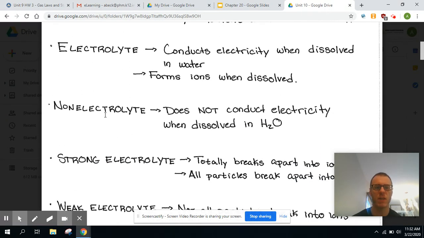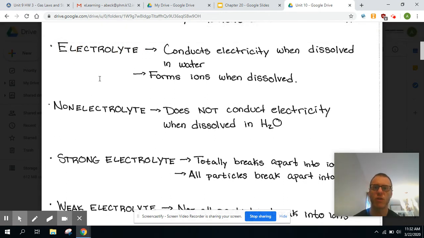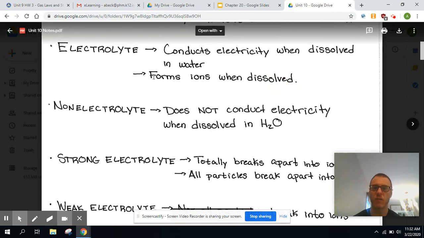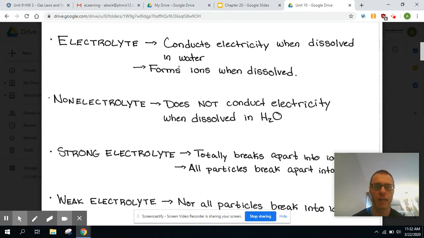Now, this is where we get some interesting vocabulary because I think you guys have heard of this word electrolyte before. What that means is when something's dissolved in water, it will conduct electricity. And the reason that it can conduct electricity is because it forms ions when it's dissolved. So things will break apart into their ions. If you remember, we did the awkward middle school dance. We're going to kind of do the reverse of that. We're all going to break up.